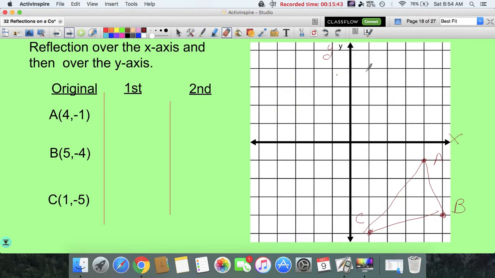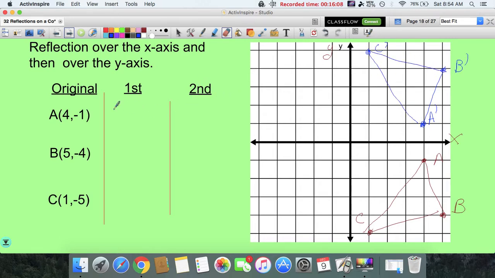So let's start with our first reflection. Let's go from A. Let me change colors. And jump over the x-axis. So A is going to be here, 1 unit away. B is going to be 4 units away, so it's going to be over here. And C is going to be on the 1, but all the way up here. And here's my first reflection.